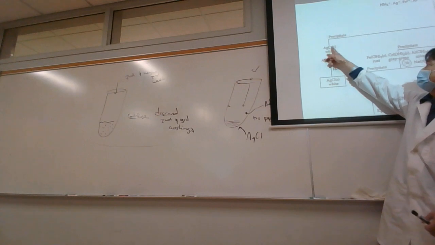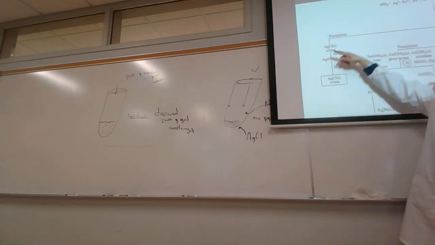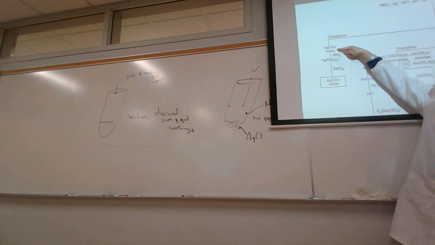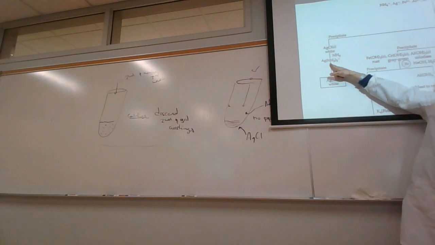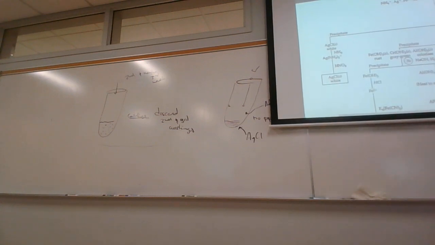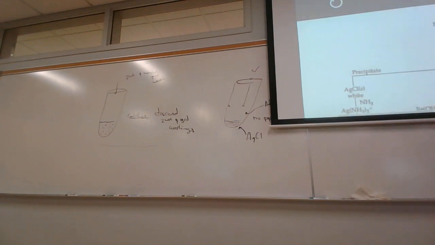Now, once I have clean white precipitate here, I'm going to add 6 molar ammonia. And so what's going to happen here is we're going to go from the white silver chloride solid to this. What's this called? Not sure which one.